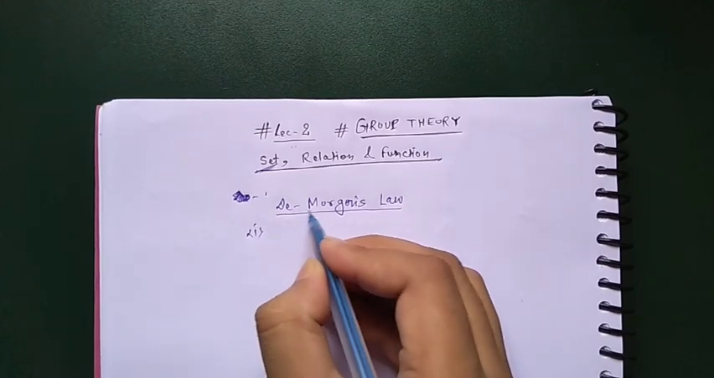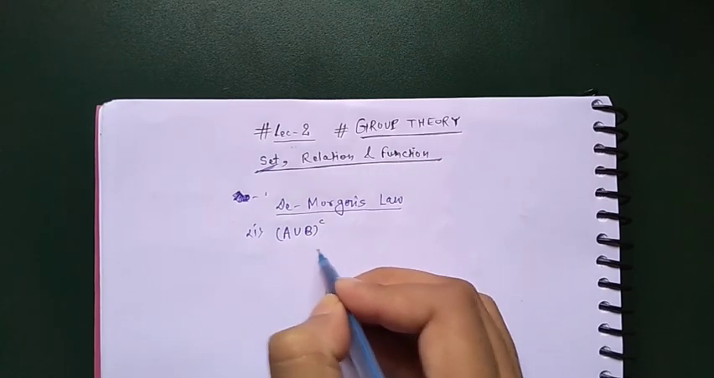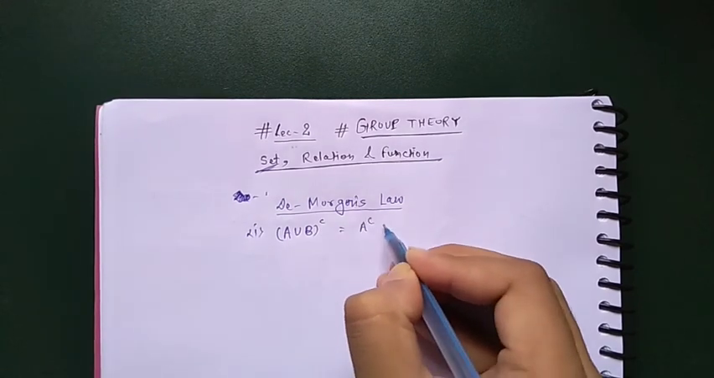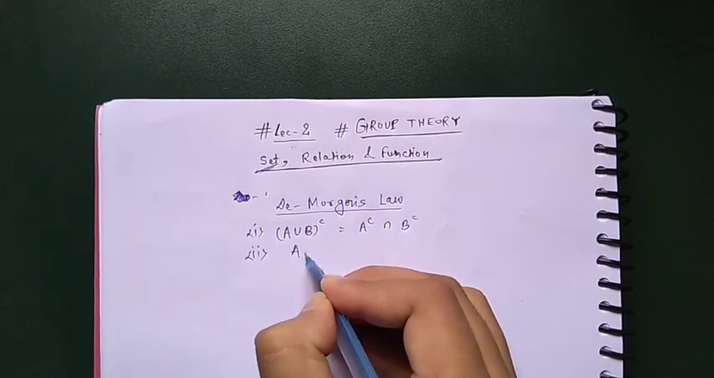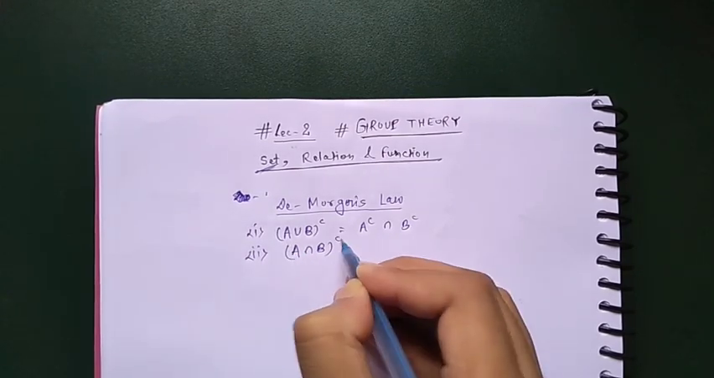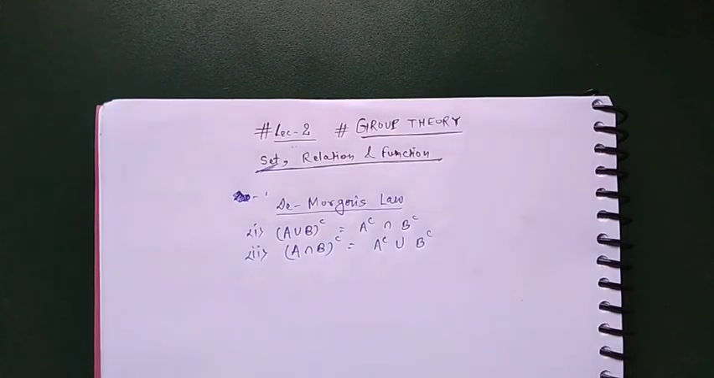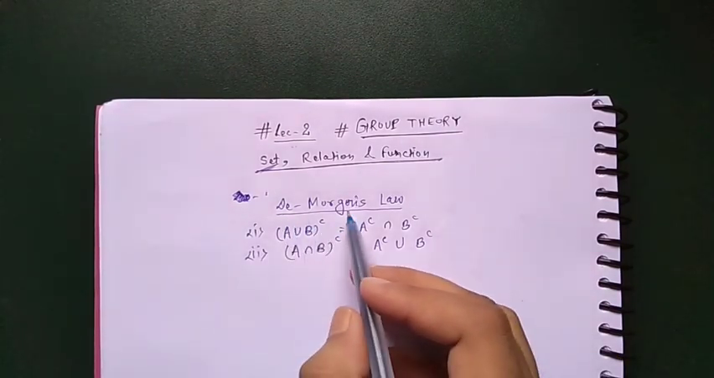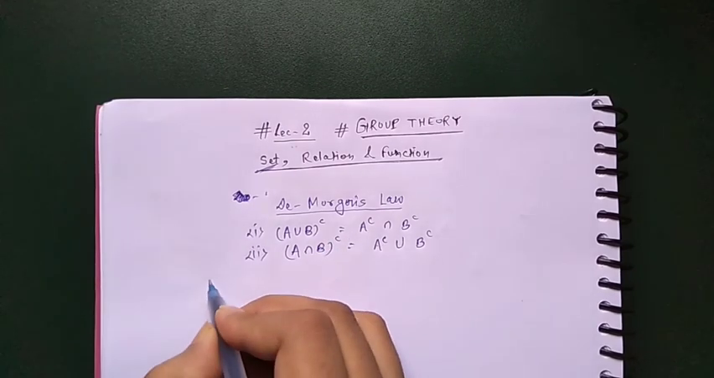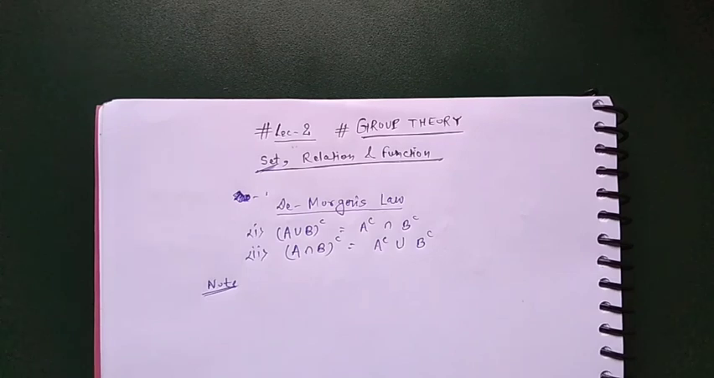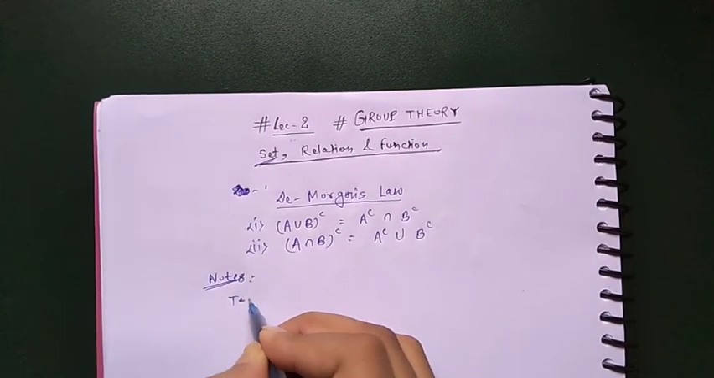The first law under the De Morgan's law is that (A union B) complement is equal to A complement intersection B complement. And the second one is (A intersection B) whole complement is equal to A complement union B complement. So these are the two laws under the De Morgan's law. Before proving this law, we are giving some notes here, which I call the tools.